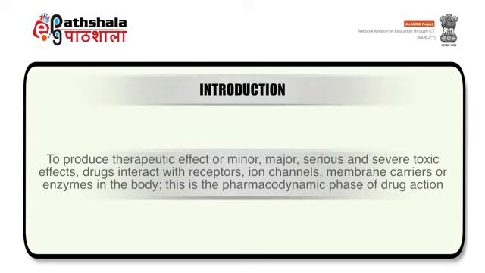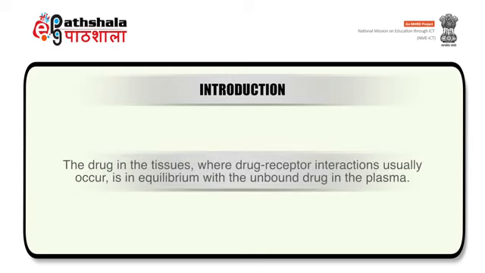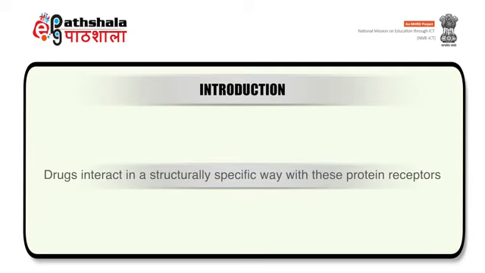To produce therapeutic effect or minor, major, serious and severe toxic effect, drugs interact with receptors, ion channels, membrane carriers or enzymes in the body. This is the pharmacodynamic phase of drug action. The drug in the tissues where drug receptor interactions usually occur is in equilibrium with the unbound drug in the plasma. Drugs interact in a structurally specific way with these protein receptors.